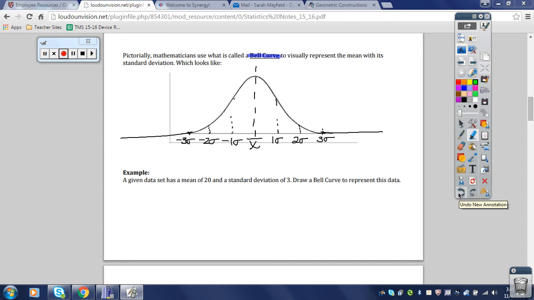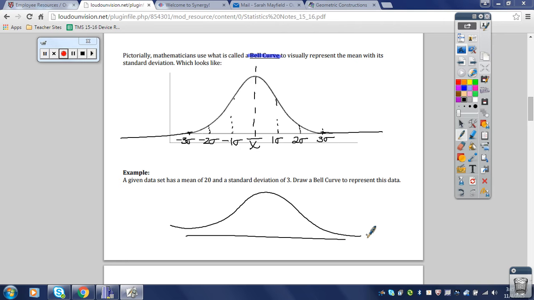Okay? So if we look at an example, it says given a data set with a mean of 20 and a standard deviation of 3, draw a bell curve. All right, so I'm going to draw a bell curve. I'm going to start with my number line. I'm going to draw my bell curve the best that I can. I'm going to draw my line down the middle. My line down the middle is always my mean. What's my mean in this problem? 20. You now have to draw 3 tick marks to the right, 3 tick marks to the left.